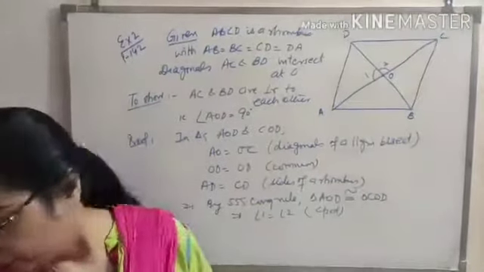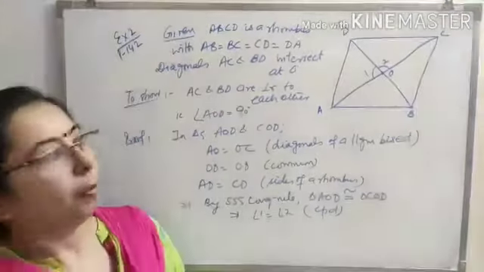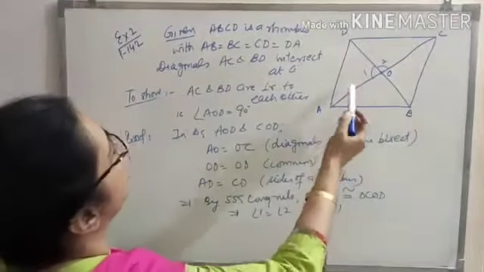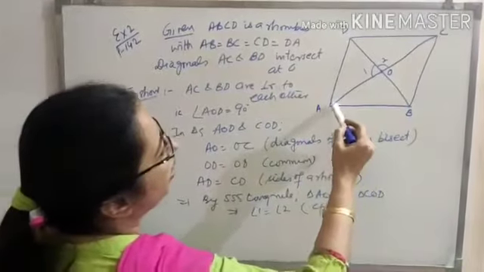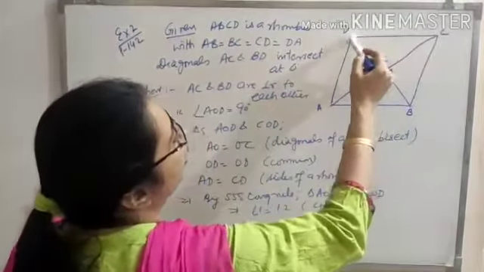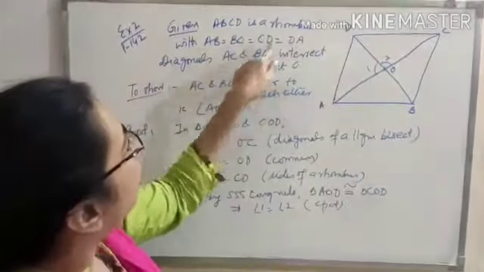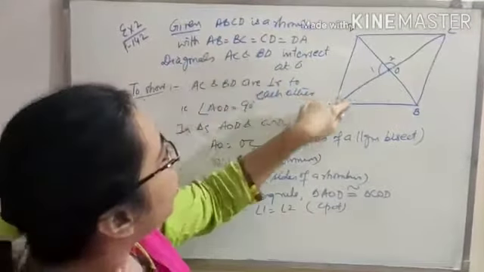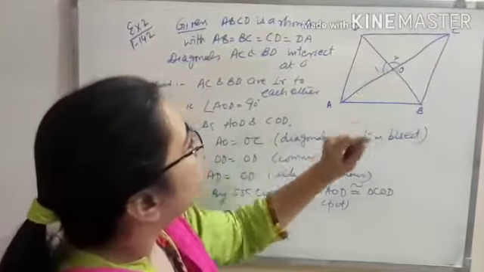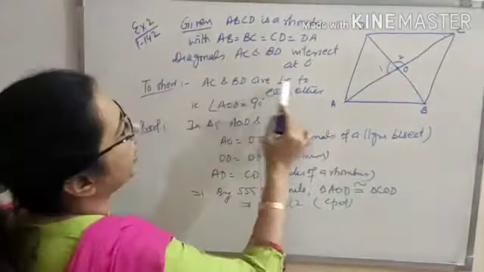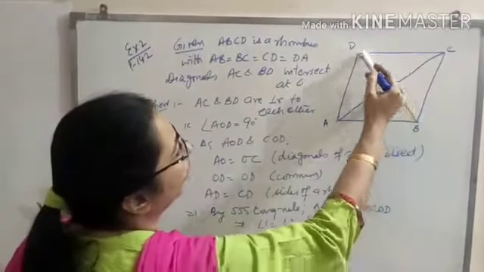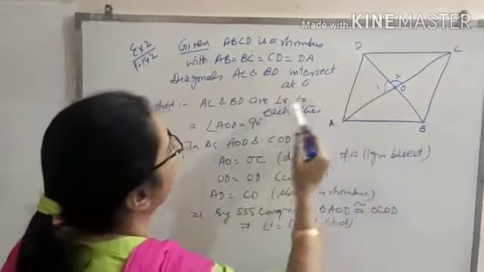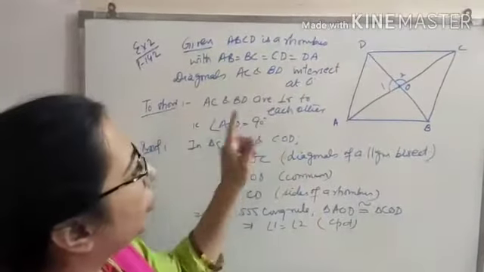Second example, show that diagonals of a rhombus are perpendicular to each other. You are given ABCD is a rhombus. When it is a rhombus, it means AB is equal to BC is equal to CD is equal to DA. All the four sides are equal and diagonals AC and BD intersect at O. You have to show that AC and BD are perpendicular to each other. Perpendicular means the angle formed, angle AOD, is equal to 90 degree. This you have to show.